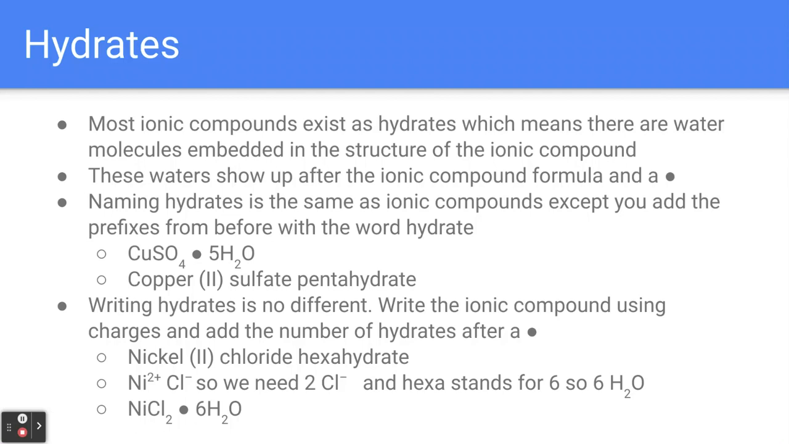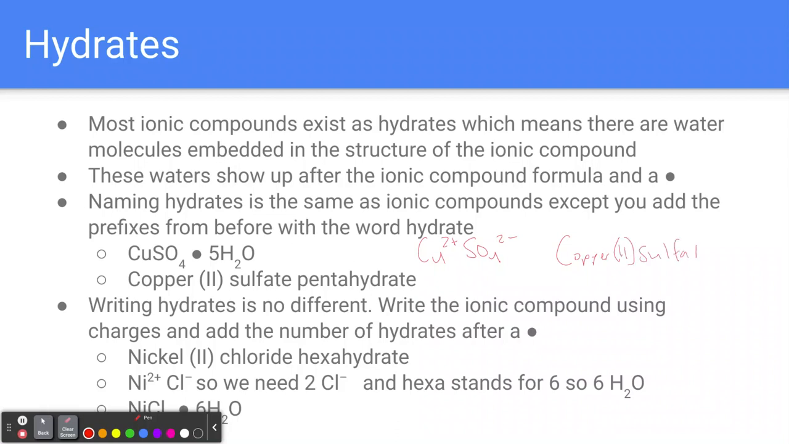And so when we name hydrates, it's the exact same as our ionic compounds, except now we're going to add a prefix before the word hydrate. So copper sulfate, we named that just like we have this whole time. So we get that copper and the sulfate. Sulfate is a minus 2. That means that this copper has to be a plus 2 because there's only one of them. So we get that copper(II) sulfate. And then we need to take a look at what's after this dot. After this dot, we have 5 waters. And so we're just going to write penta, and then the water, instead of saying penta water, we say pentahydrate.